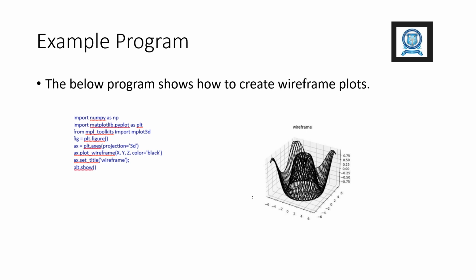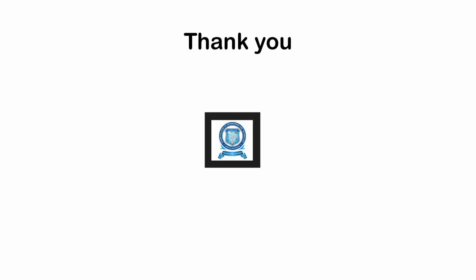Here is an example program to show how to create a wireframe plot. mpl_toolkits is imported from mplot3d, and the plt.figure function is called, plt.axes. In that, projection is equal to 3d. Here ax.plot_wireframe of x, y, z, and color is specified as black, and then to set the title, ax.set_title wireframe, and the output for this given program is shown on the right side of the slide. Thank you.